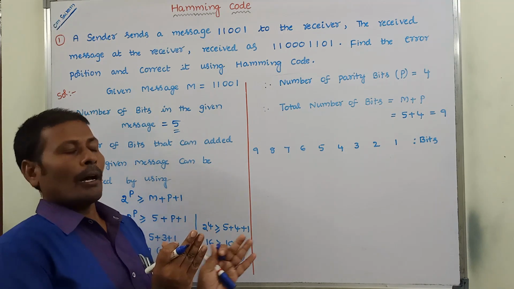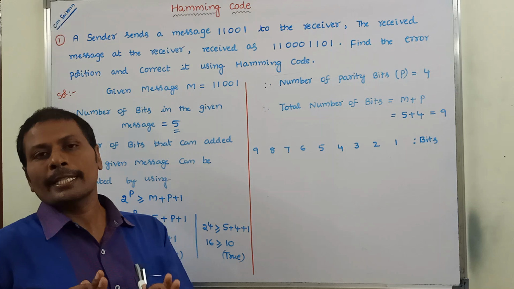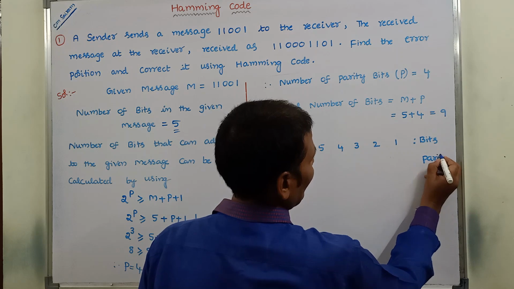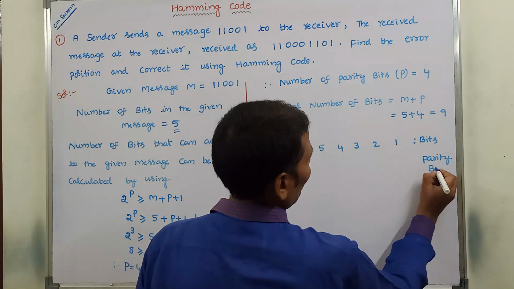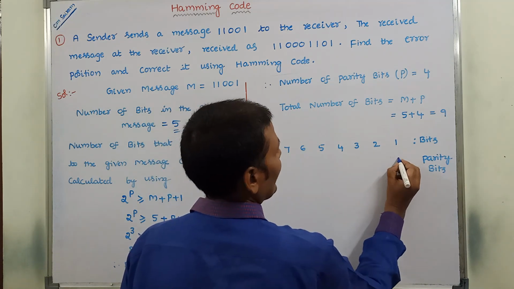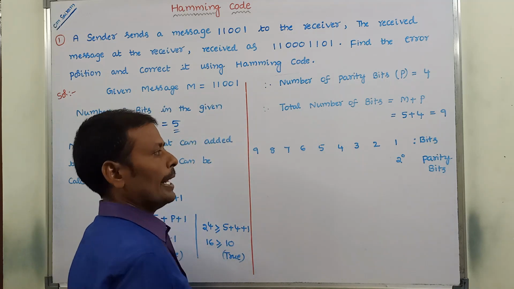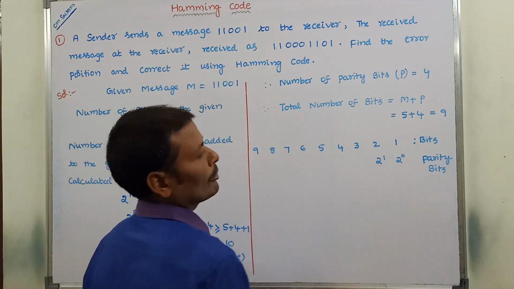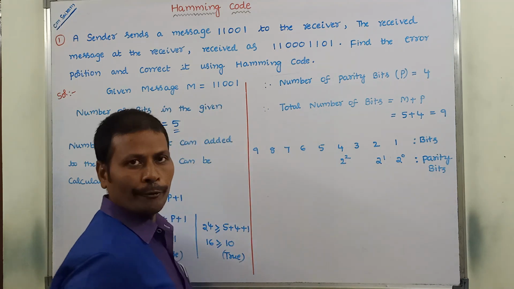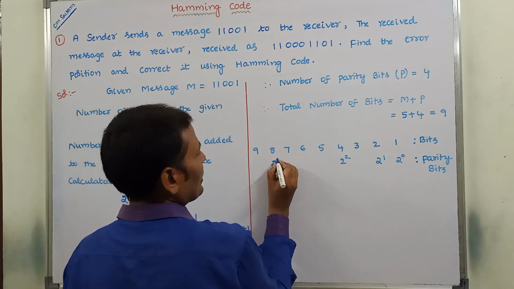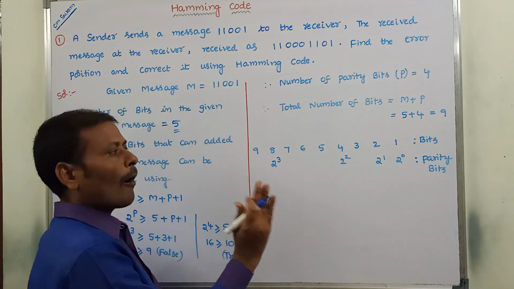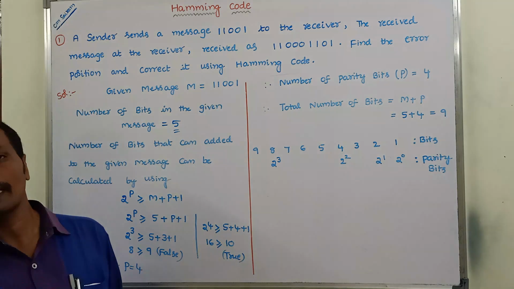Parity bits are located at powers of 2 positions only. So here I am marking the parity bits. Parity bits are located at 2 power positions. 2 power 0 is 1. Next, 2 power 1 is 2. Next one, 2 power 2 is 4. Next one, 2 power 3 is 8. So parity bits are always located at powers of 2 positions.